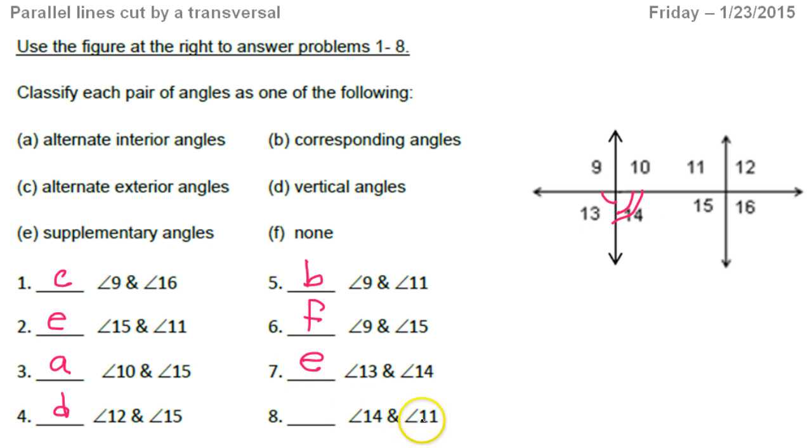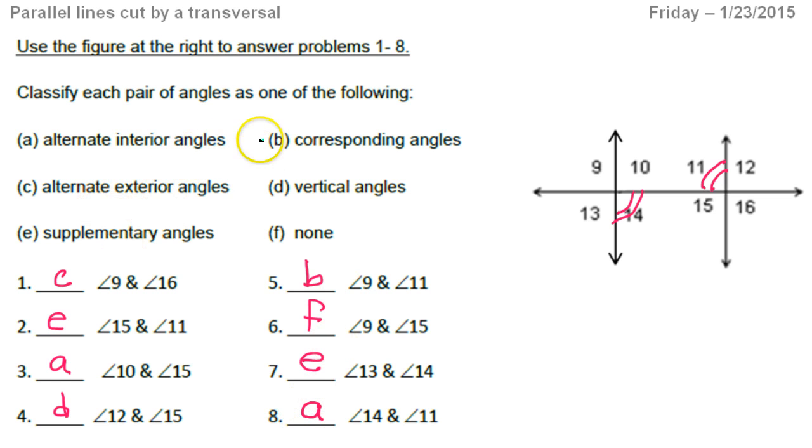14 and 11. Okay, so these are alternate interior angles. They're between the lines, so they're interior. They're on opposite sides of the transversal, so they are alternate interior. Okay, so that's A.